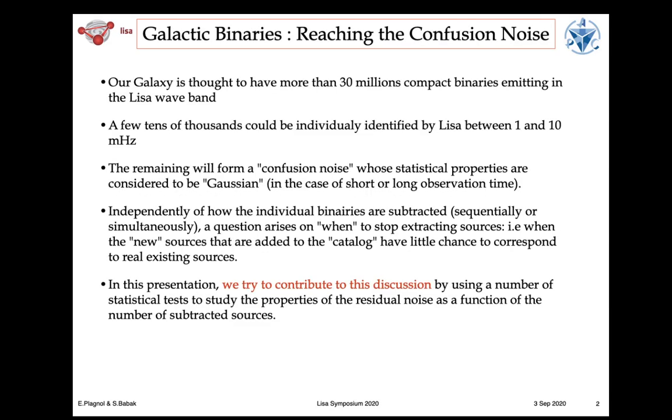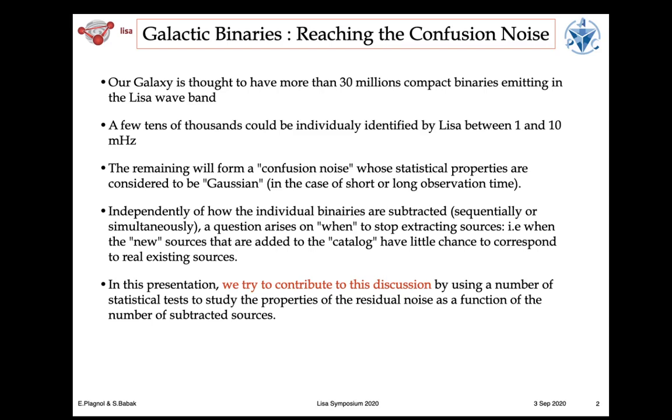So our galaxy is thought to have more than 30 million compact binaries emitting in the LISA waveband. A few tens of thousands could be individually identified by LISA between 1 and 10 millihertz. The remaining will form a confusion noise whose statistical properties are considered to be Gaussian.